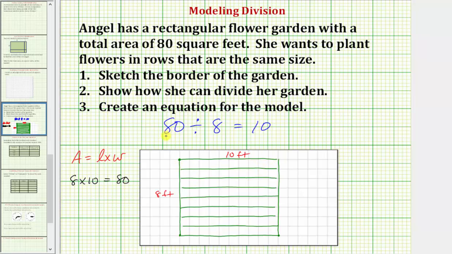So again, if we take a rectangular garden of 80 square feet and divide it into 8 rows of equal size, each row is going to have an area of 10 square feet. Now let's look at this again and divide the garden in a different way. So we'll change our equation and we'll change our model.